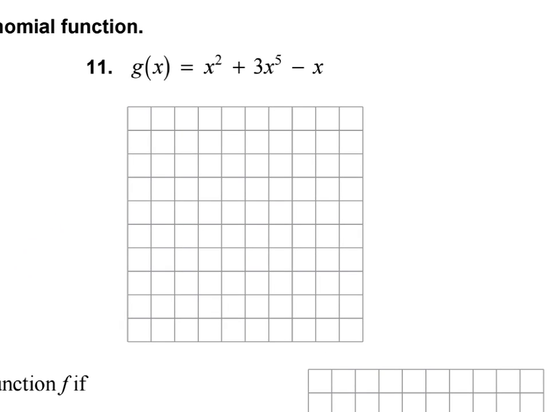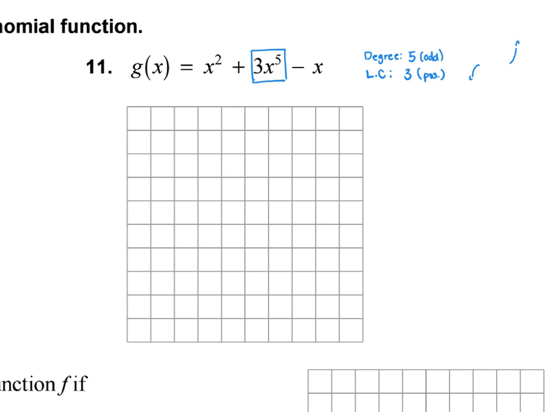All right, question number 11. The degree here is based on the term with the biggest exponent, which is right here. Go ahead and box it in. Degree is 5, and the leading coefficient is 3. So odd degree, positive leading coefficient. So based on the end behavior, we expect this to fall on the left and to rise on the right.